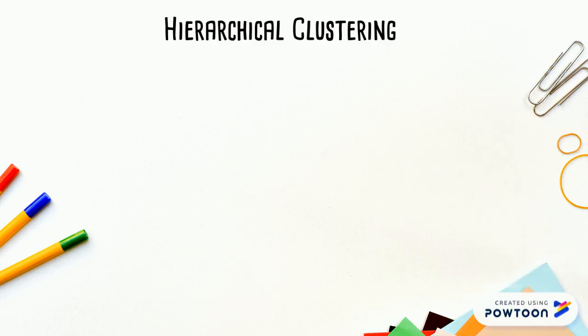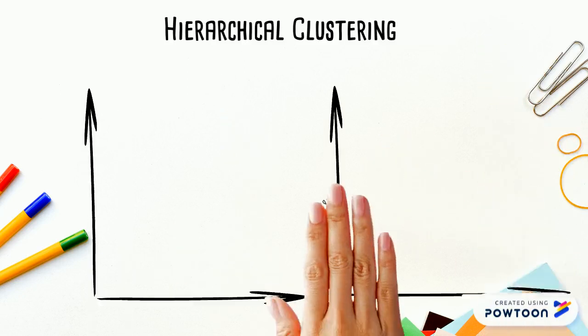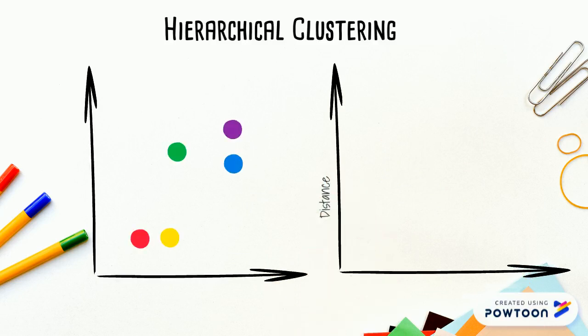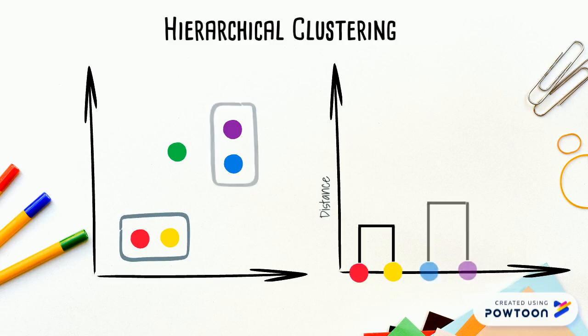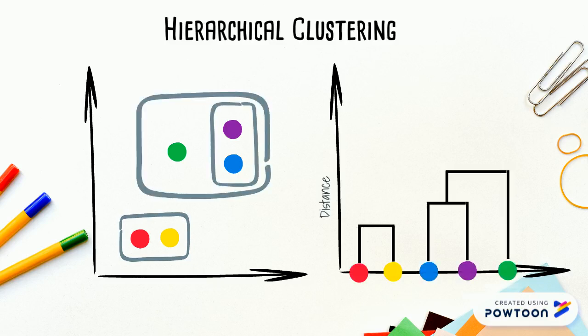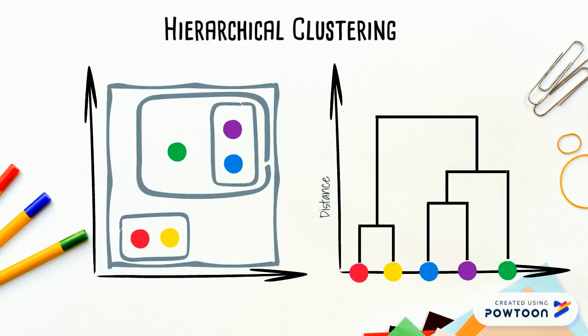So, hierarchical clustering works the following way. Here we have data points, and each data point is treated as a separate cluster. Then, two clusters with the minimal distance are merged into one cluster. Then, the next two nearest clusters are merged together, and so on until one big cluster is formed.